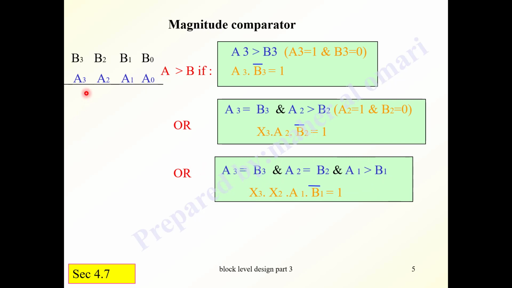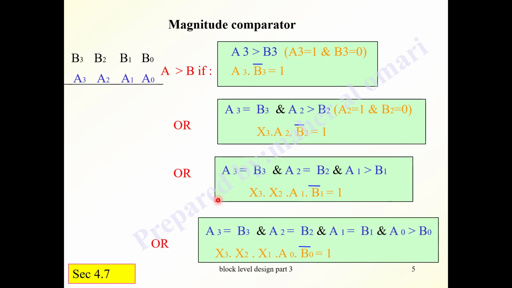If A3 is equal to B3, and A2 equals B2, and A1 is equal to 1, and B1 equals 0, that means A is greater than B. And how is that satisfied? A3 equal to B3 means X3 is equal to 1. And let's name the other condition, A2 equals B2, X2. And A1 is equal to 1 and B1 equal to 0. If the AND of these three values together is 1, that means A is greater than B.